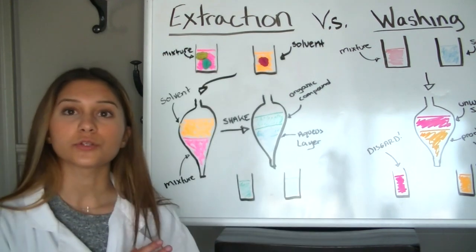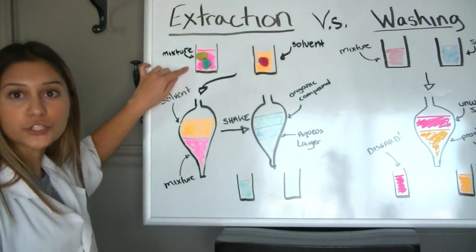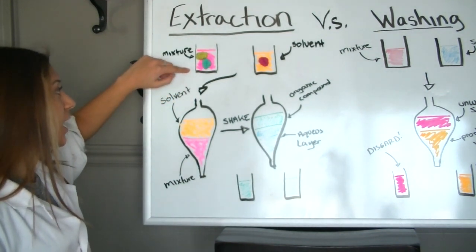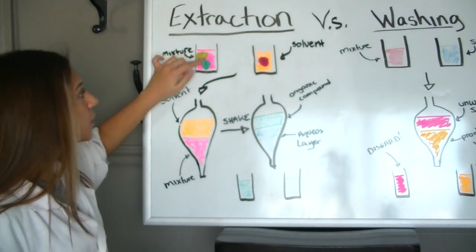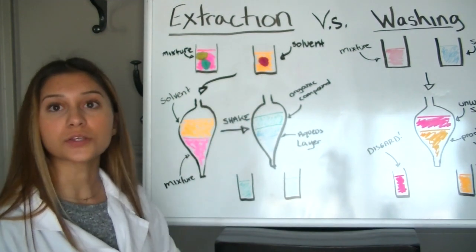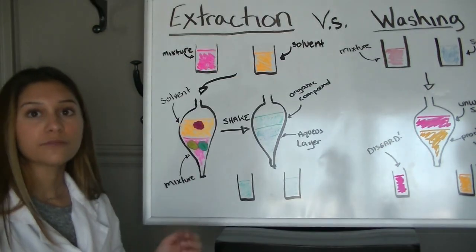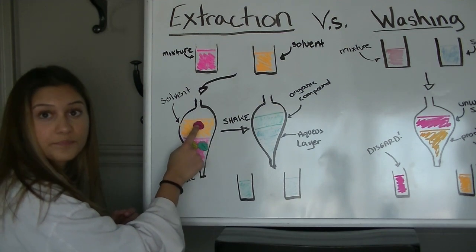So here I'm going to demonstrate what an extraction would look like. First we have our mixture. Let's say our mixture has compounds that have different polarities in them. We're going to introduce a solvent that will be used to separate the polarities of our mixture. In a separatory funnel, we add our mixture as well as the solvent.